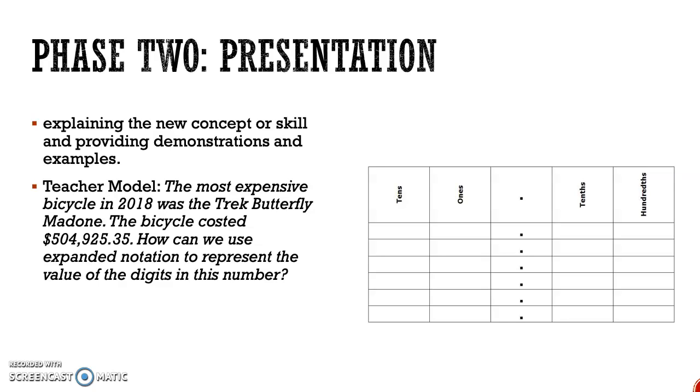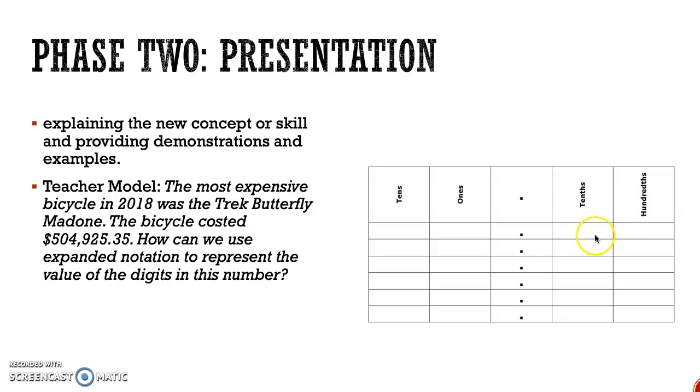Phase 2 is the presentation. I will be explaining the new concept or skill and providing demonstrations and examples. So my teacher model would be this problem right here. The most expensive bicycle in 2018 was the Trek Butterfly Madone. The bicycle costed $504,925.35. How can we use expanded notation to represent the value of the digits in this number?